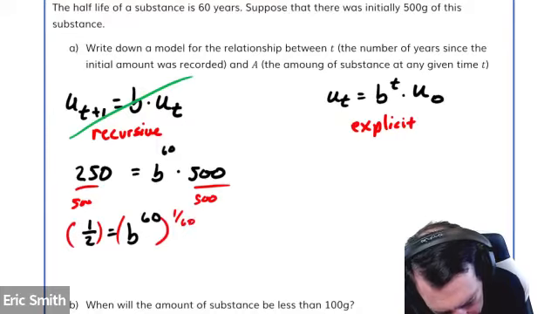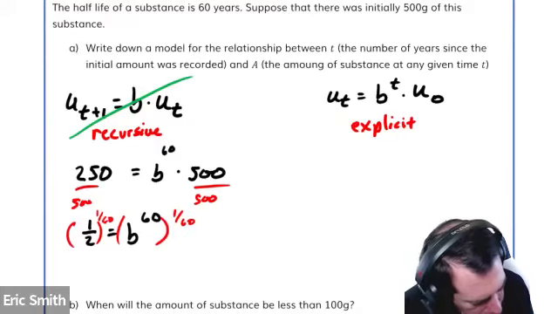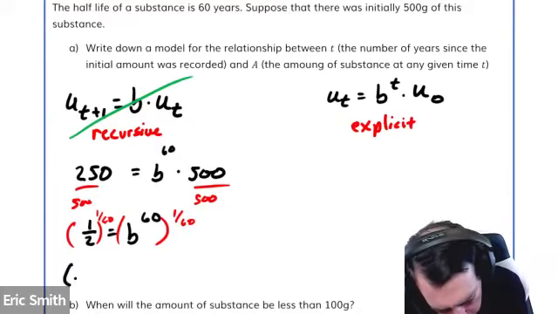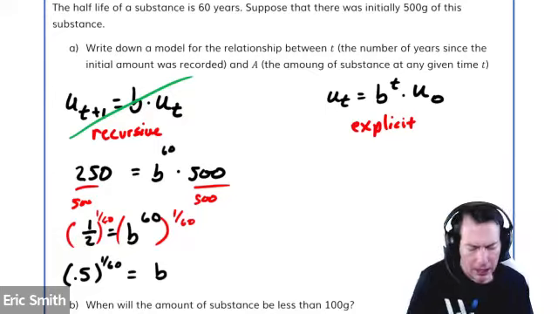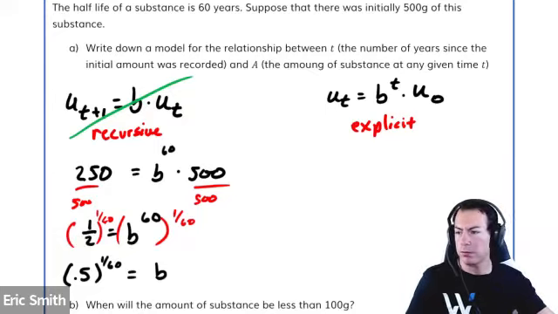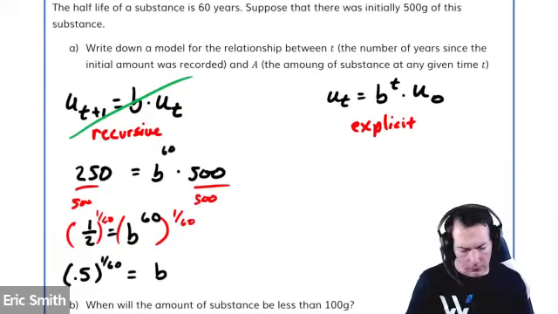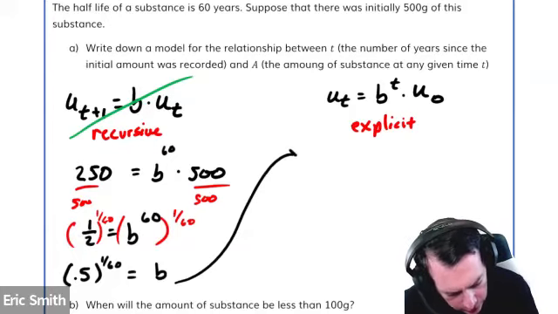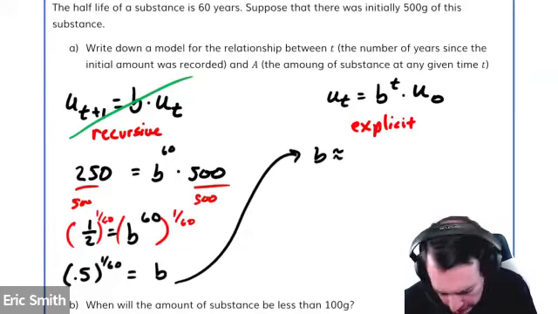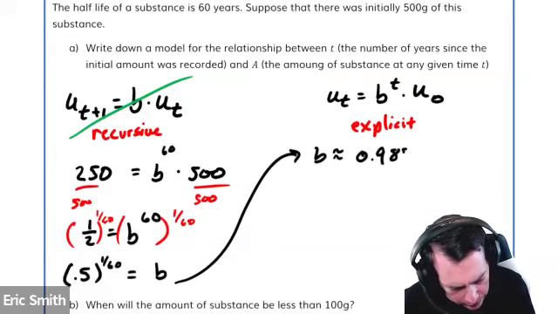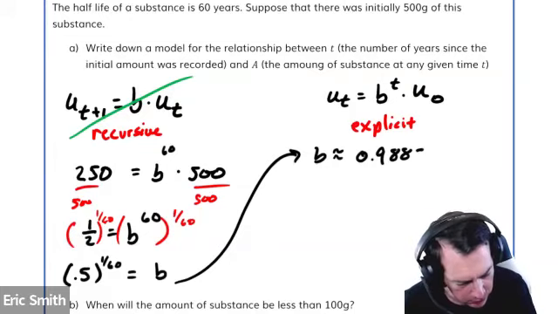So 1/60th, 1/60th. I'm going to write the 1/2 as 0.5 just so it doesn't mess up my other fraction that I got going on here. Either way, this gives me a value for B. And let's see, how big is this value? So 1/2 to the 1 divided by 60. This value, B, is approximately 0.988 and some change.